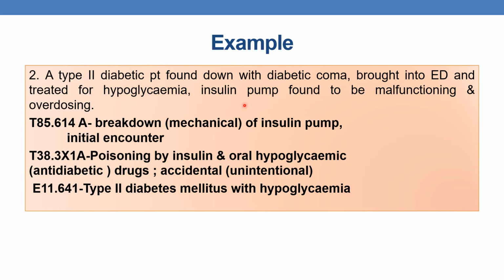In case of insulin pump malfunctioning, first the PDX should be T85.614A, where A indicates initial encounter, which is breakdown of insulin pump, initial encounter, followed by T38.3X1A. Here the poisoning code is coded before the condition. The condition is hypoglycemia. The reason is poisoning. So the poisoning code is coded first, T38.3X1A, poisoning by insulin or oral hypoglycemic drugs, accidental or unintentional, followed by E11.649, which is type 2 diabetes mellitus with hypoglycemia.